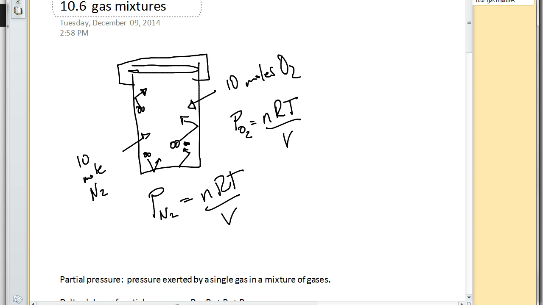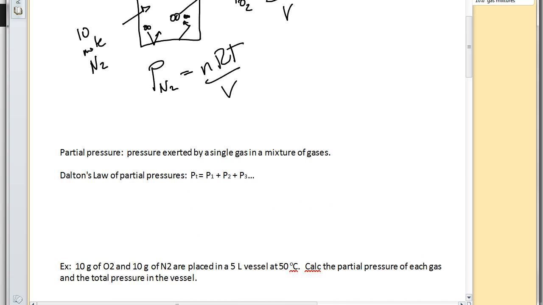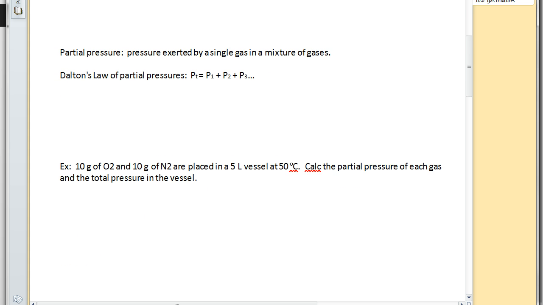So let's scroll down here and take a look at this a little bit more. First off, we'll define partial pressure as the pressure exerted by a single gas in a mixture of gases. The air that we're breathing right now as we watch this video is a mixture of gases. We've got carbon dioxide and oxygen and nitrogen and some other trace elements and compounds. That's a mixture of gases.